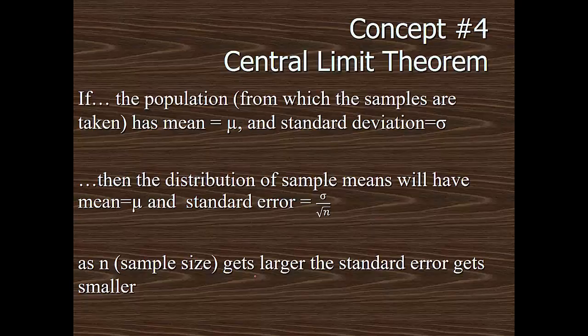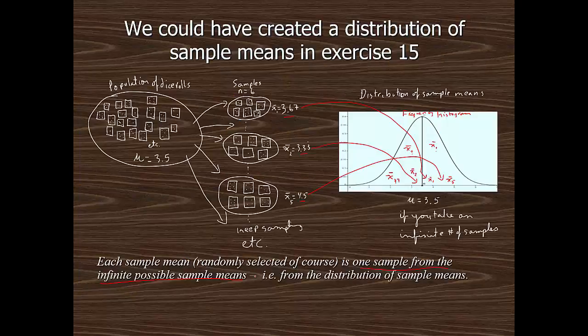Concept 4, the central limit theorem. This brings it all together, hopefully. If the population from which the samples are taken has the mean mu and standard deviation sigma, then the distribution of sample means will have mean mu and standard error sigma over root n. And so we see it back here. I'm just flipping back one slide. The prediction is that the population mean will be the mean of the distribution of sample means.